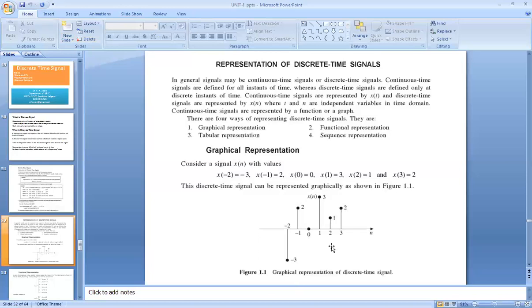So whenever you have any discrete time signal, and if you are going to adopt any graphical representation for solving most of the cases in terms of linear convolution as well as circular convolution, the graphical representation will be necessary. So in those cases, you can draw the discrete time signal with the help of this method.